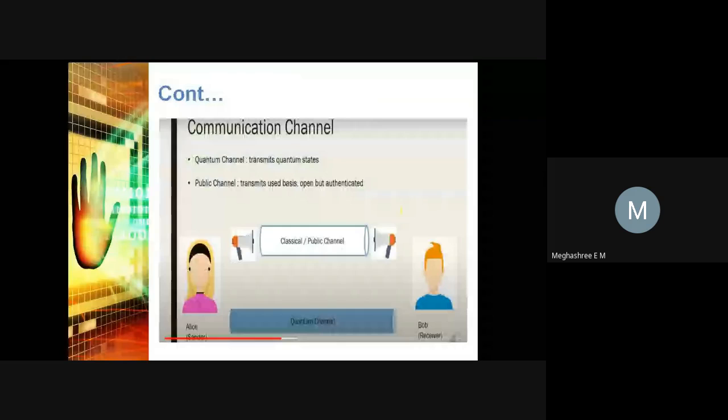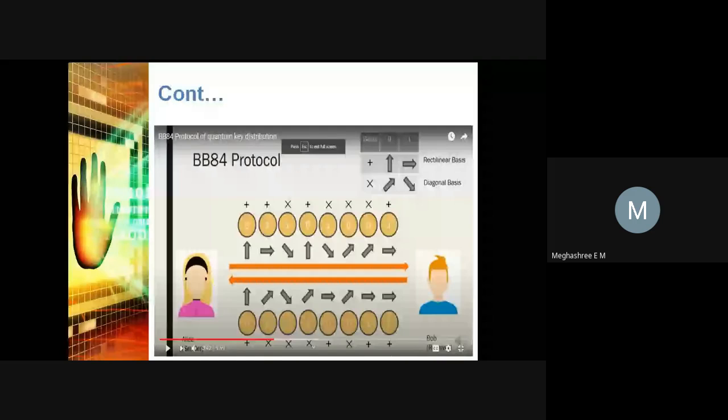See here, the BB84 protocol, where Alice and Bob are involved in the communication, and the quantum channel is also set up and the qubits are sent in the form of photons. You can see here 00110. In this way, the photons are transmitted between the communication parties, and these photons are detected by the polarized detector.